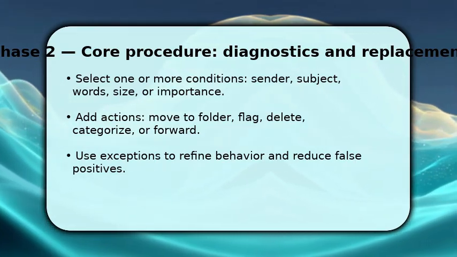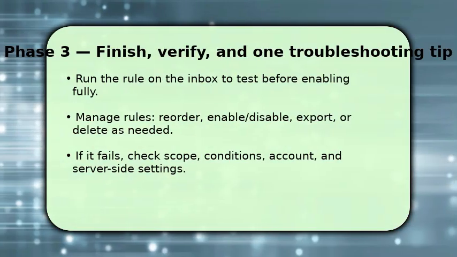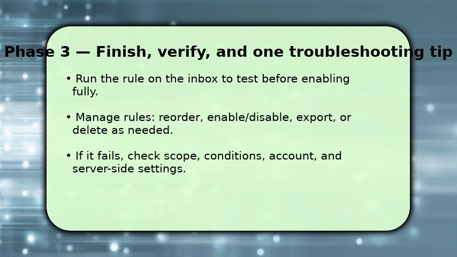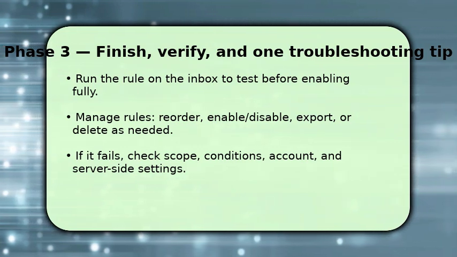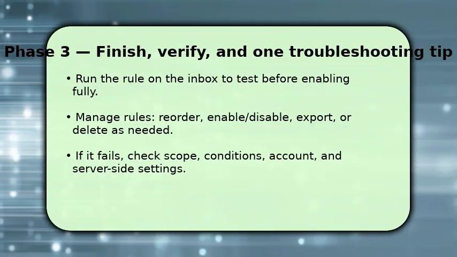You finish by testing and managing the rule. Run it on your inbox to see actual results and then enable it. If it works, reorder rules so higher priority rules run first. Outlook processes from top to bottom. Once done, export or backup rules if you rely on many automations.